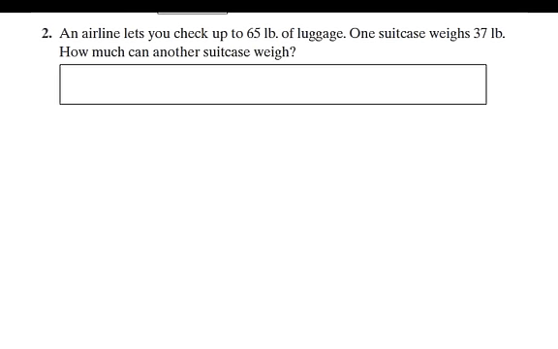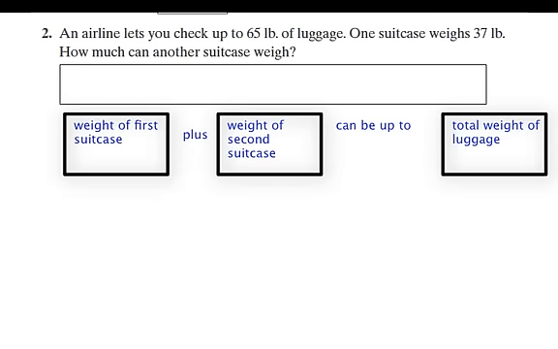Number 2, an airline lets you check up to 65 pounds of luggage. One suitcase weighs 37 pounds. How much can another suitcase weigh? We need to start with a verbal model. So we're going to take the weight of the first suitcase plus the weight of the second suitcase can be up to the total weight of the luggage.